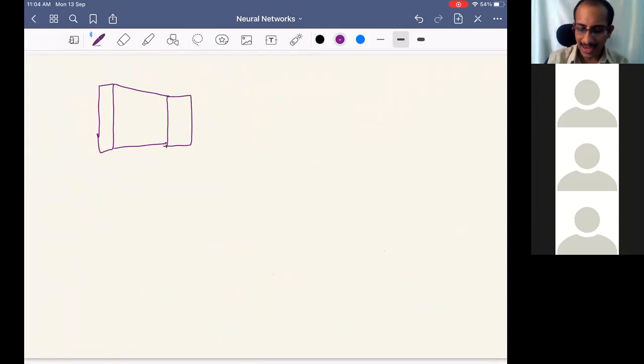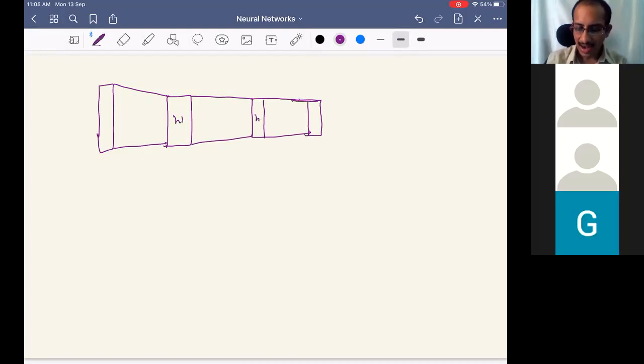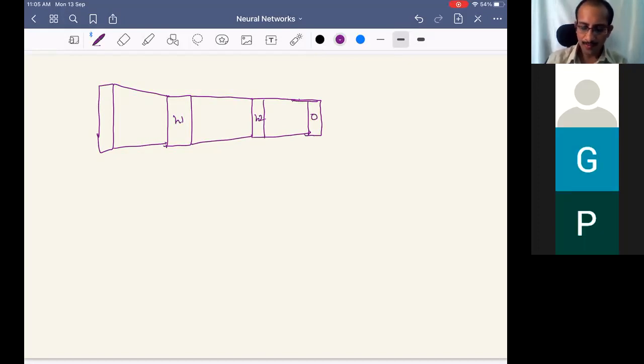In fact, we will be writing this more formally later, but just to get familiar with the advantage of writing the local gradients and then calculating the global gradient, let us see what happens in a deeper network. Assume there is one hidden layer H1, a second hidden layer H2, an output O, and then input X. Let us assume the dimensions are C cross 1 and D cross 1.